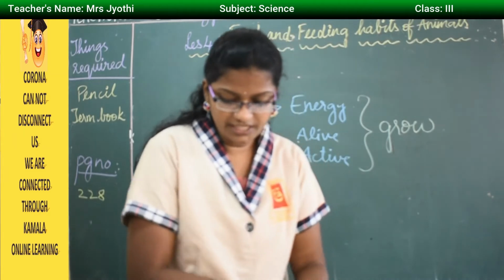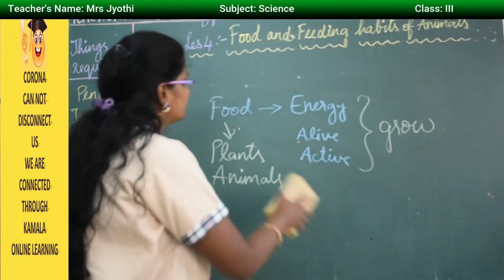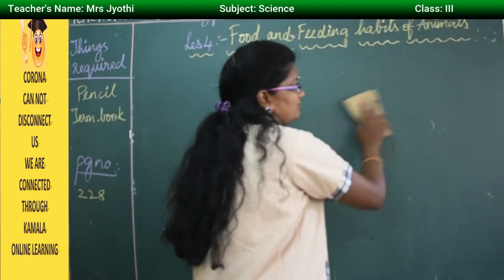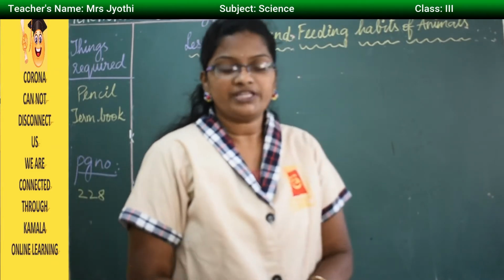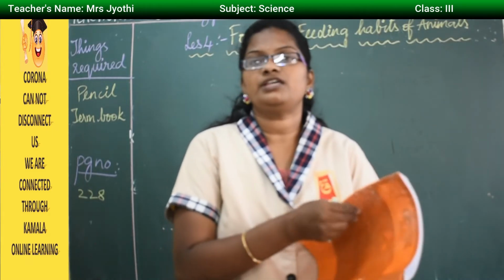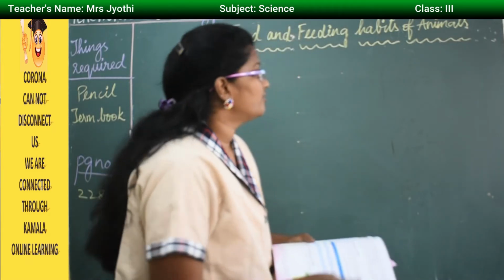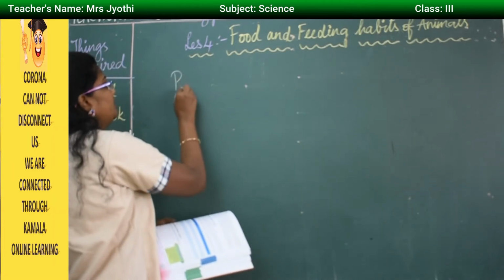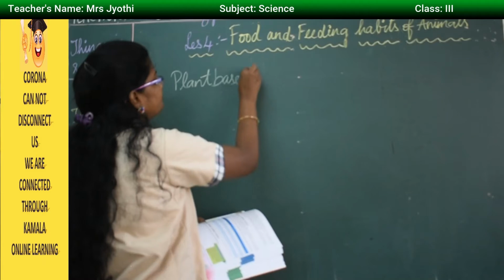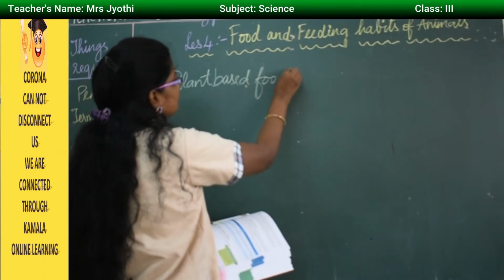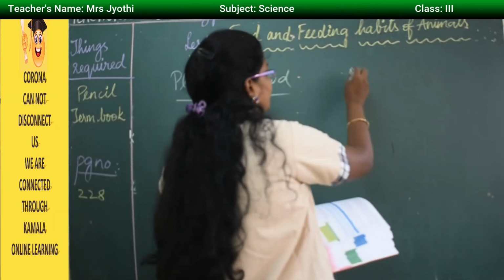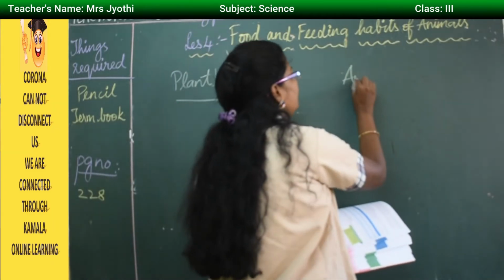Here there is a table for you in the textbook. What you have to do in that table? I am going to give you one example; the remaining is your homework. The first heading is plant-based food. The first box is related to plant-based food, and the next one is animal-based food.